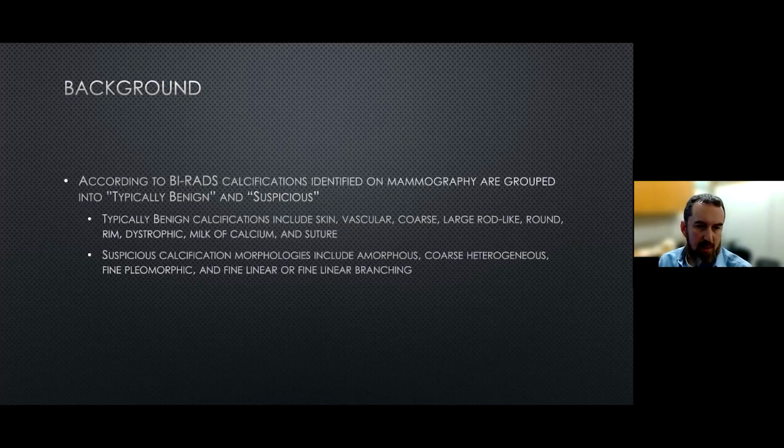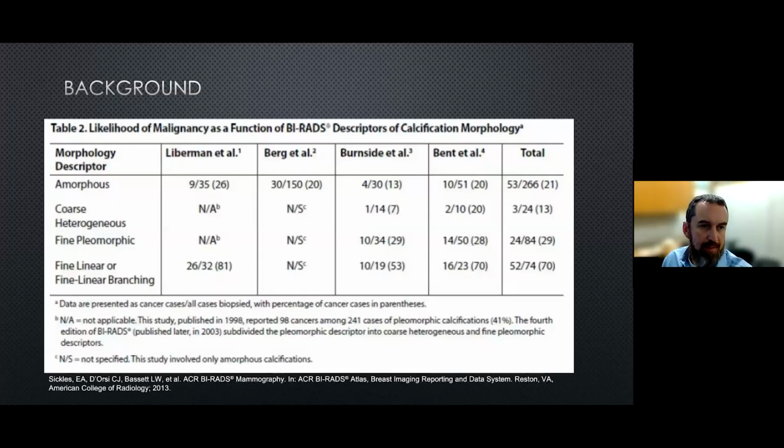Suspicious calcification morphologies include amorphous, coarse heterogeneous, fine pleomorphic, and fine linear branching. And all those suspicious calcifications meet the criteria for recommendation of biopsy. We know that because previous research has shown that the positive predictive value of calcifications with these descriptors, amorphous, coarse heterogeneous, fine pleomorphic, or fine linear branching, all are above the 2% threshold, which we recommend biopsy for. So in this case, amorphous, 21%, 13%, 29%.